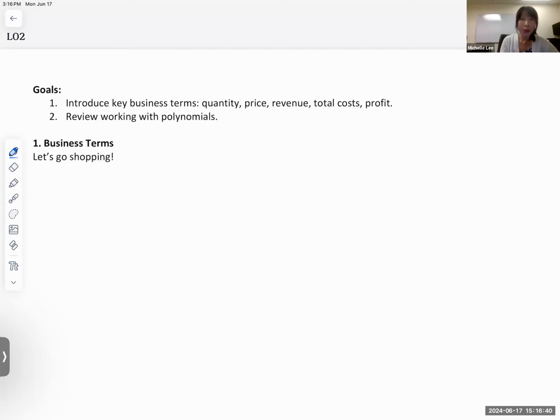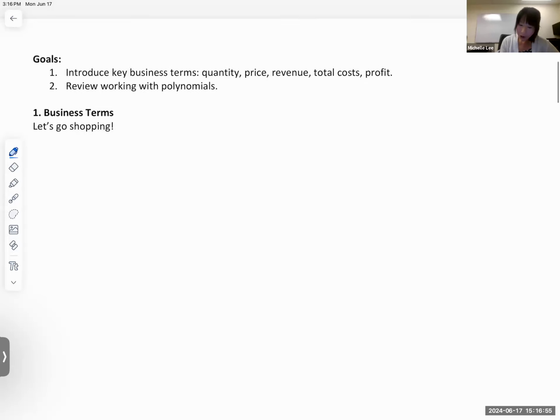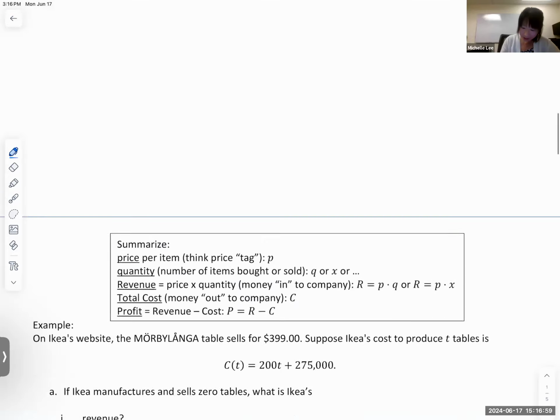So this lesson 2 goal is to introduce key business terms: quantity, price, revenue, total cost, and profit. And we review working with polynomials. Let's go shopping. Okay, so let us do this one.